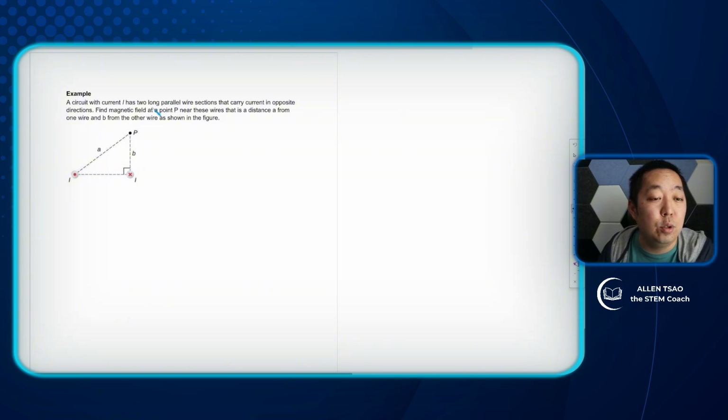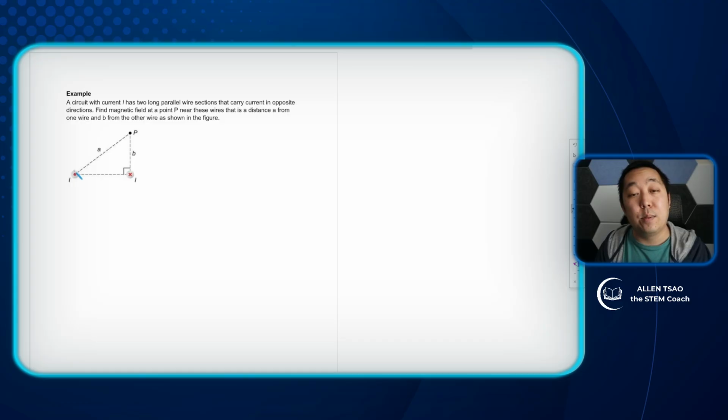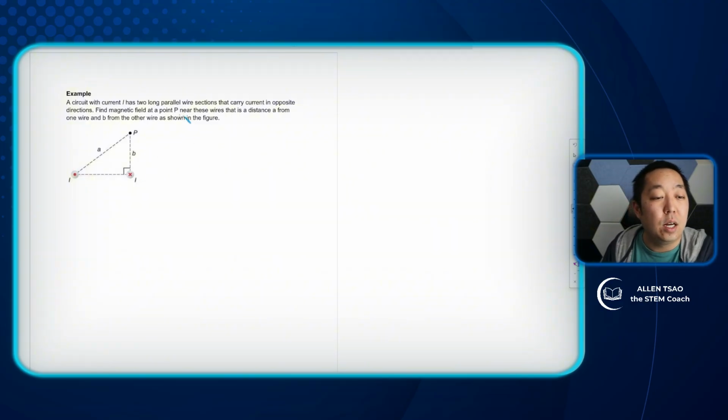Circuit with a current has 2 long wires carrying current in opposite direction. So that we have I, it's coming out of the page. See, it's a dot, so it's coming out of the page towards me, whereas this is an X going into the page. Let's see, find the magnetic field at point P near these wires at a distance B from each wire.